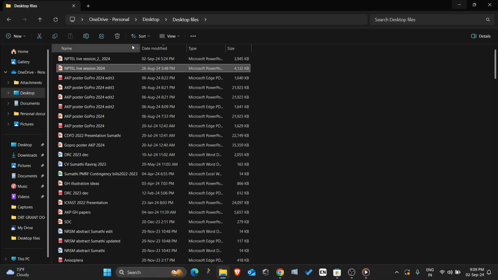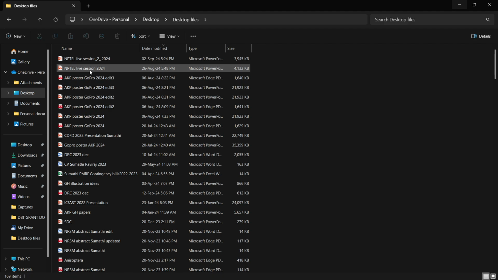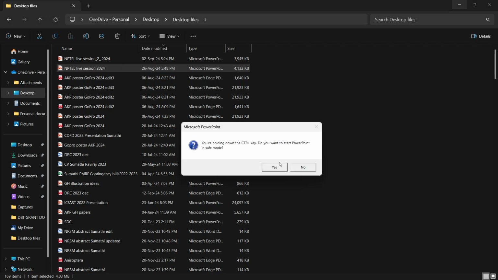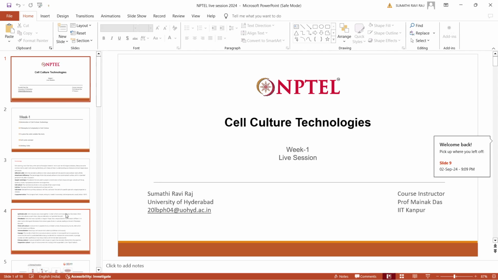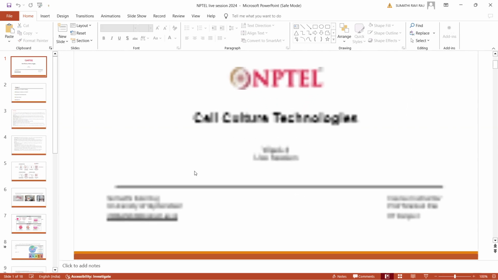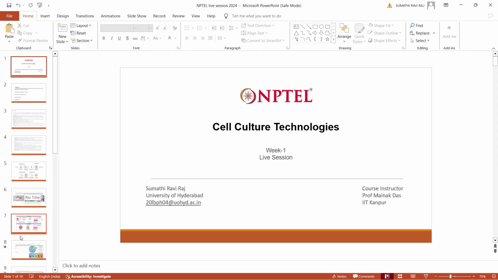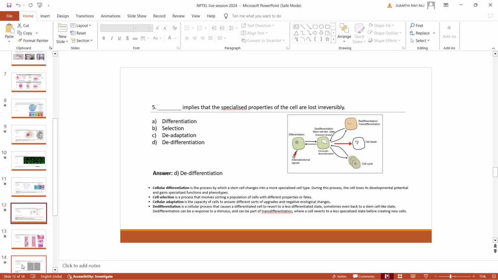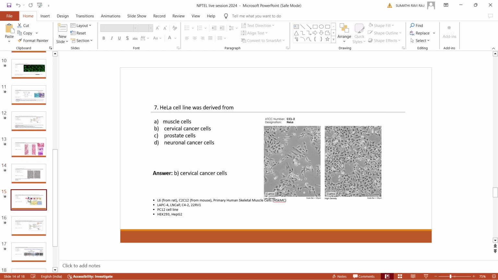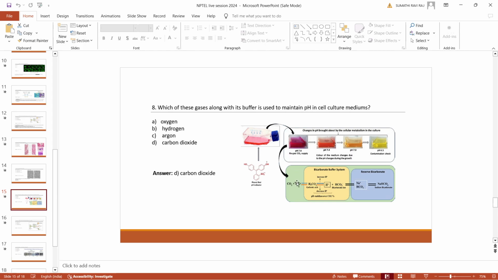Standard everywhere we use is 5% carbon dioxide in the incubators. So the carbon dioxide in the air that is pumped into the incubator will get dissolved into the medium. Once it gets dissolved into the medium, the carbon dioxide and H2O together will form carbonic acid.